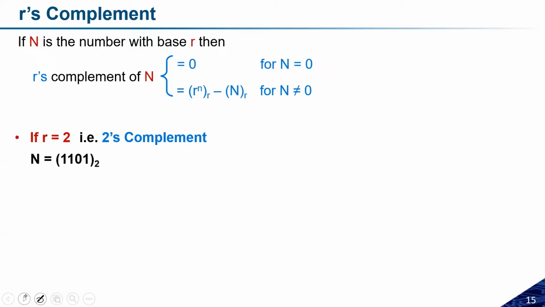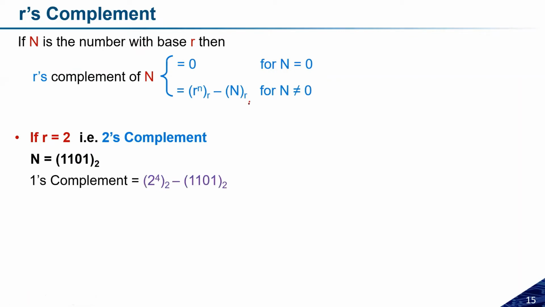Similarly, let us consider the example. If n is equal to 1101, whatever we have done in the previous slide, then we know that the 1's complement of this number will be 0010, which we have done in the previous slide. And if I have to calculate the r's complement, let us try to calculate it, and we will try to observe what the outcome is. So the complement will be 2 to the power 4.